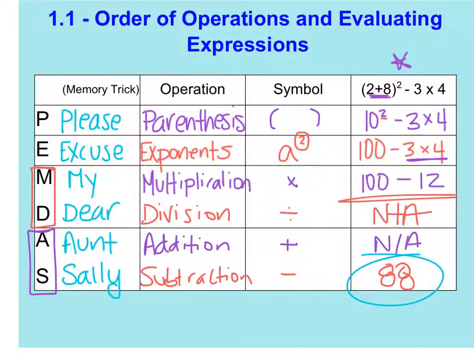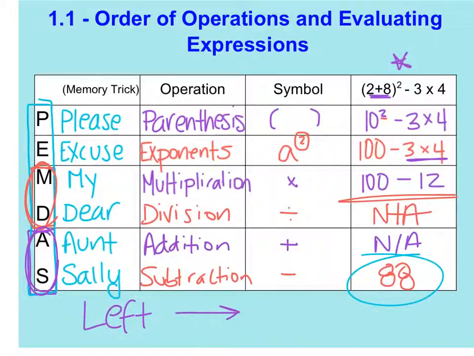So not only do we have "Please excuse my dear Aunt Sally," but we learned that M and D are interchangeable because they are essentially the same operation. A and S is also interchangeable. And most importantly, we always work left to right through a problem if we have 2 multiplication or 2 addition, or if we had addition and subtraction. You always go left to right.